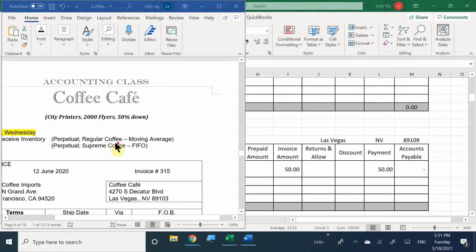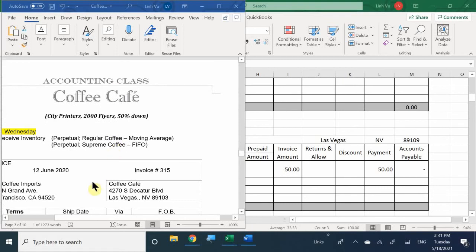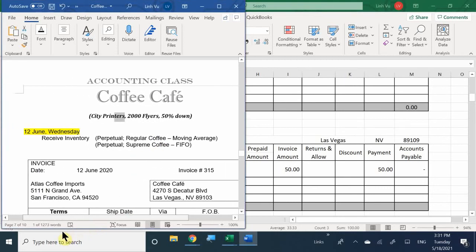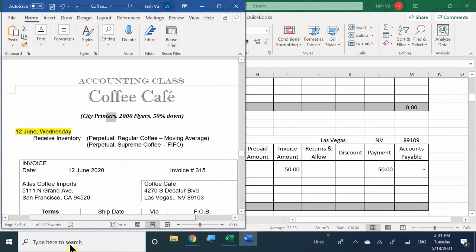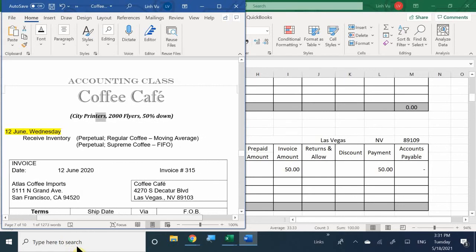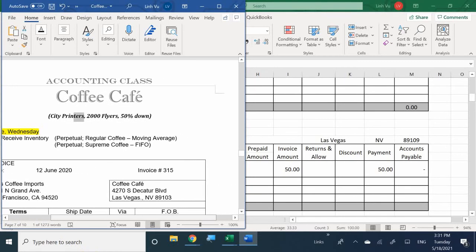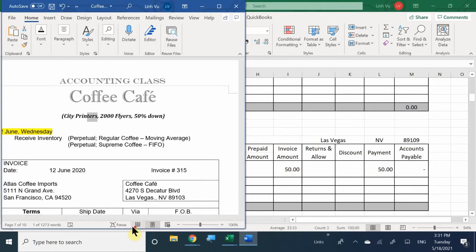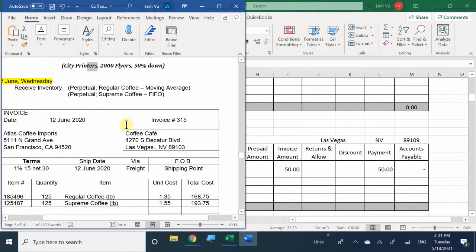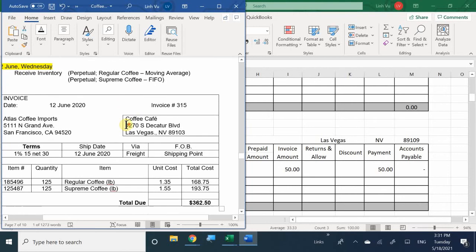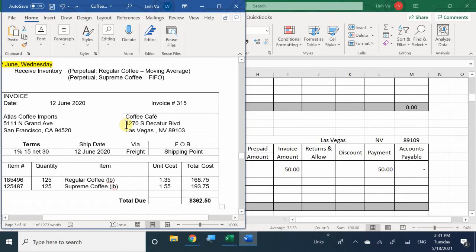All right. So, what happened here on the 12th of June, Wednesday? We received inventory. Now, what kind of inventory? Perpetual. Perpetual coffee inventory. So, here we have it. That's what it looks like.